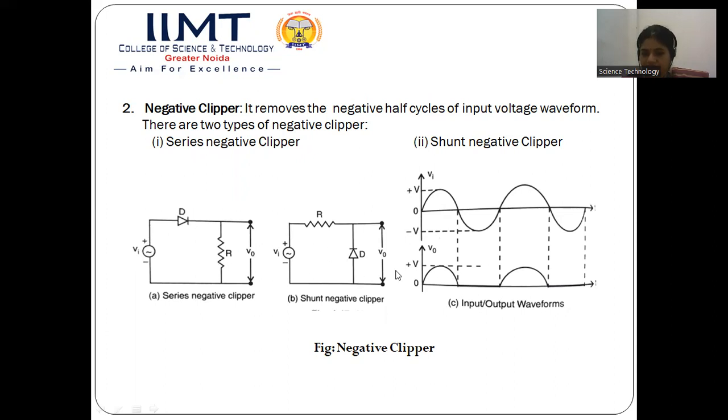Again, we will consider diagrams B and C. During the positive half cycle, this diode will become reverse biased. Reverse bias means it will act as an open circuit and voltage will drop across the diode, so we will be getting the VO or the output voltage. And during the negative half cycle, this diode will become forward biased. It will act as a closed switch, and the voltage drop across the diode is 0. So there will be no output voltage obtained in this circuit. So we will be getting no output in this negative half cycle.